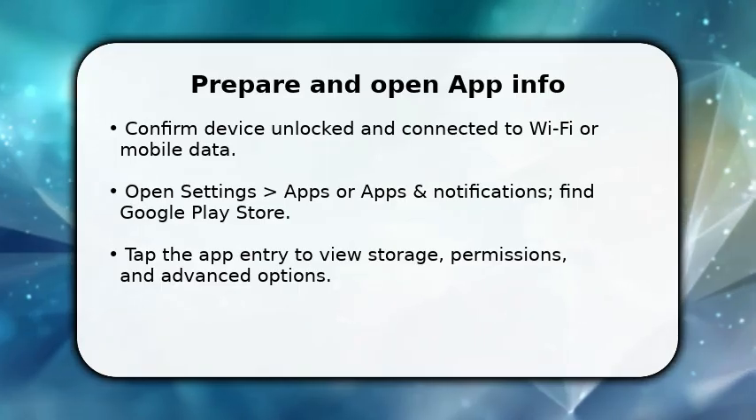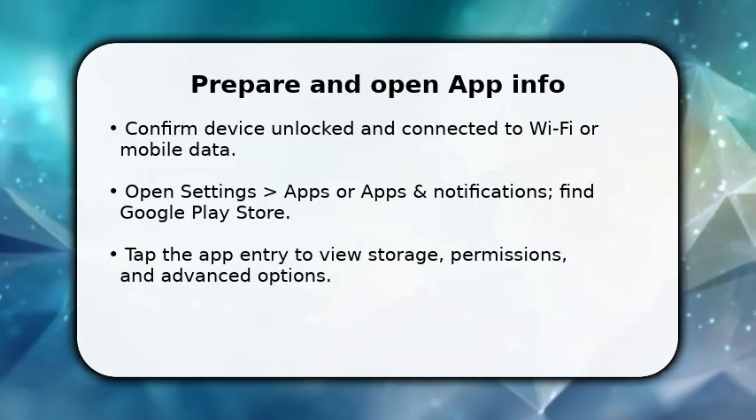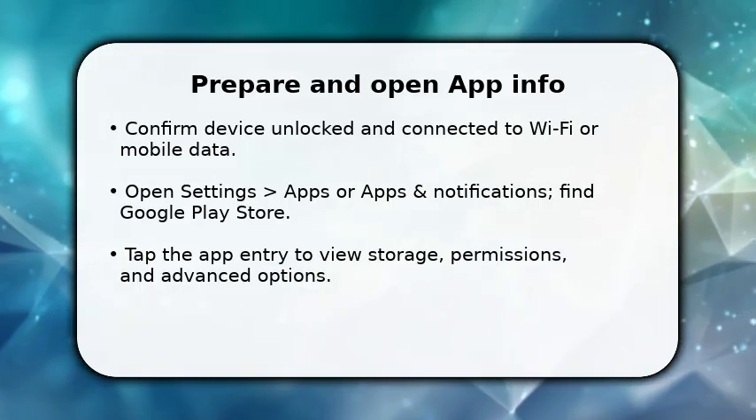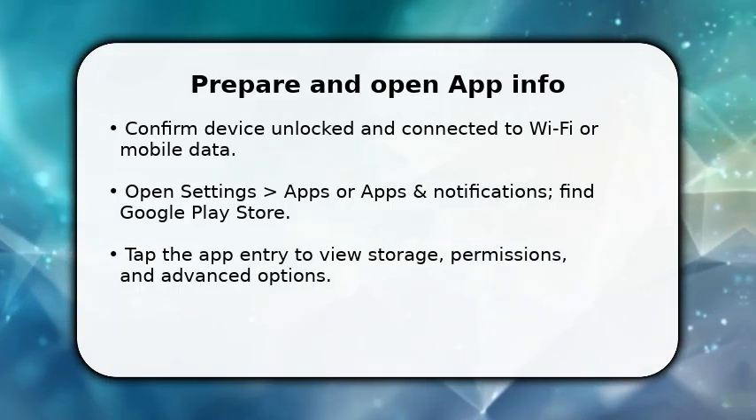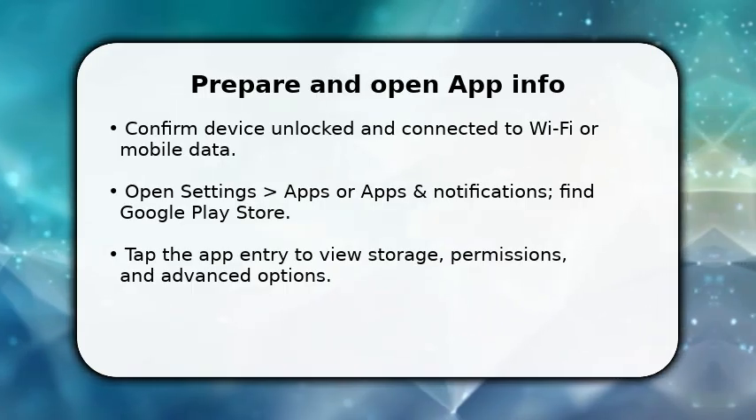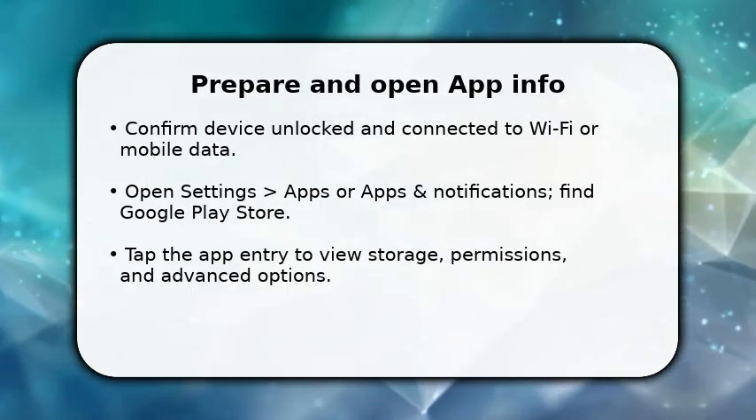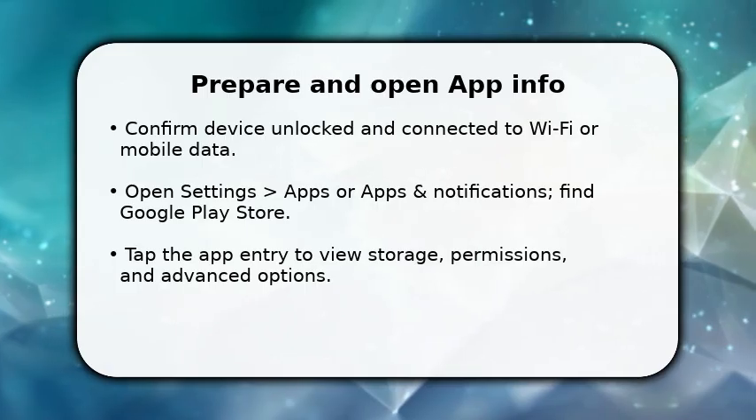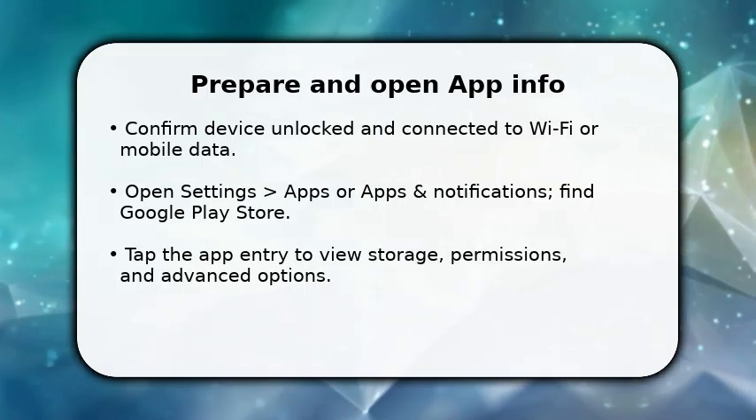You start by getting straight to the app page. Unlock the phone, open settings, then apps or apps and notifications. Once there, locate Google Play Store and tap it to open app info. You need the storage and storage usage button visible because this is where you clear data.